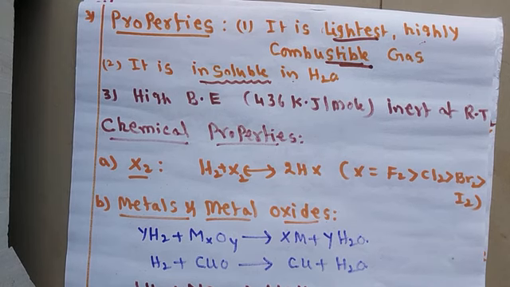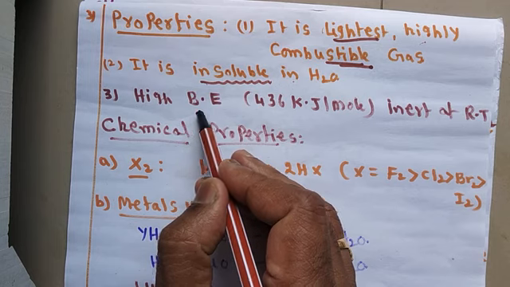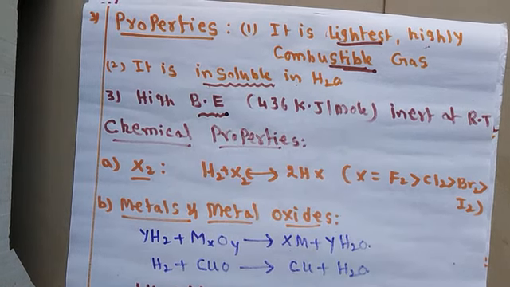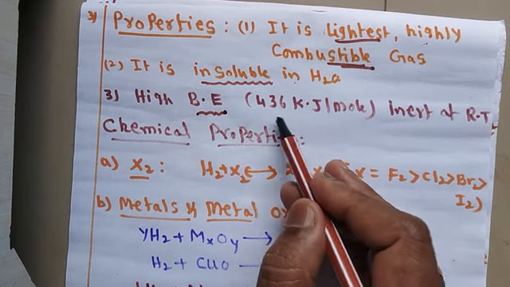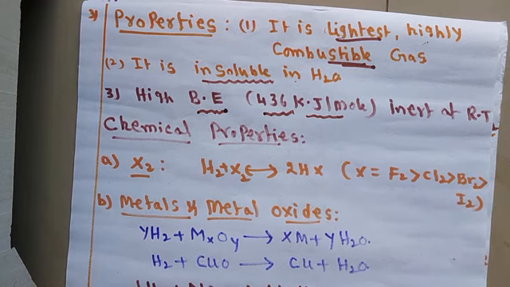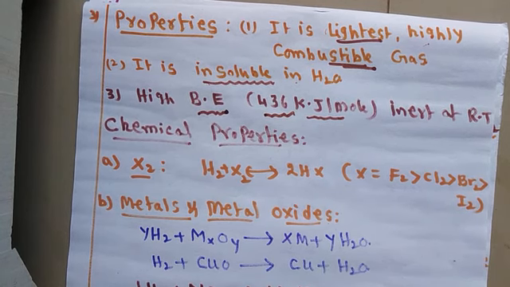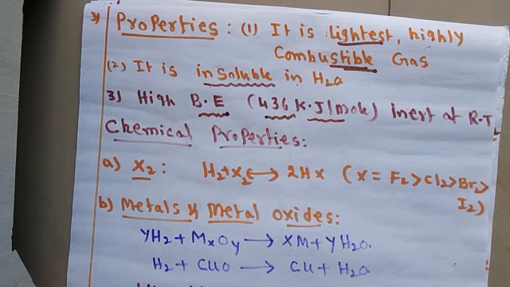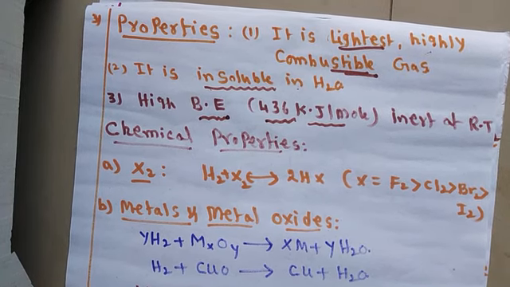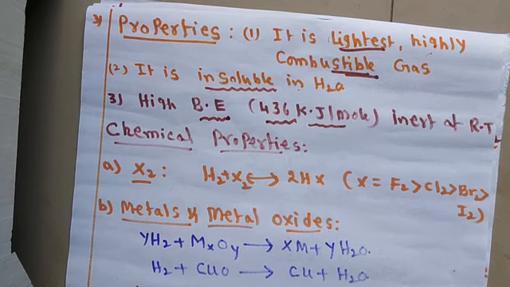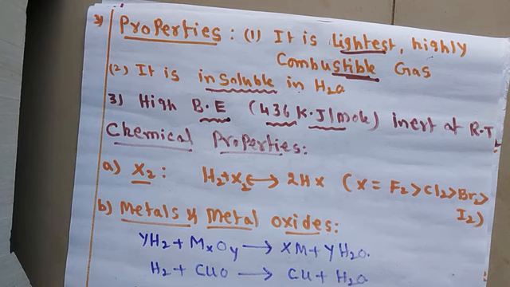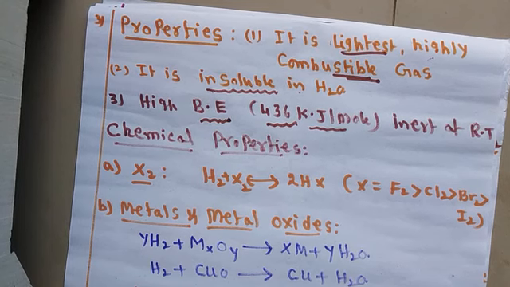And also, hydrogen has a very high bond dissociation enthalpy. What is that? High bond dissociation enthalpy. Around how much? 436 kilojoules per mole, children. So it is the highest for a single bond between two atoms of any element. Like here, between two atoms of single bond, H2, compared with F2, Cl2, Br2. Here, H2 has the high bond dissociation enthalpy.